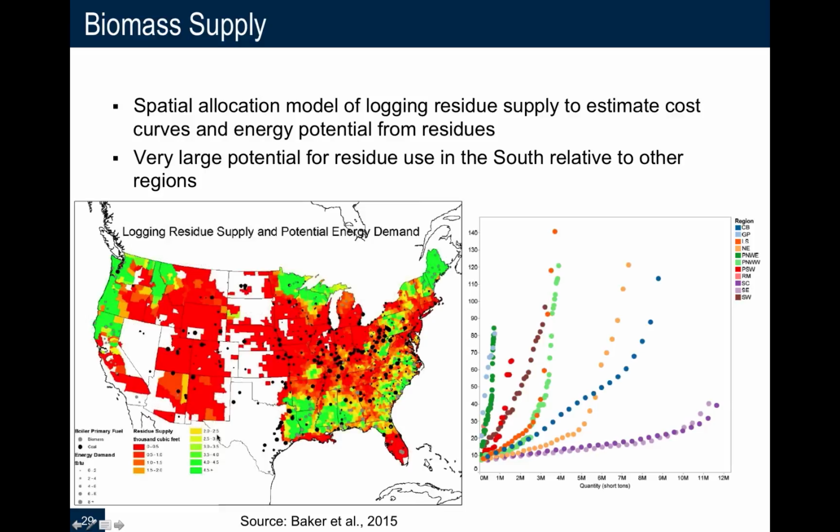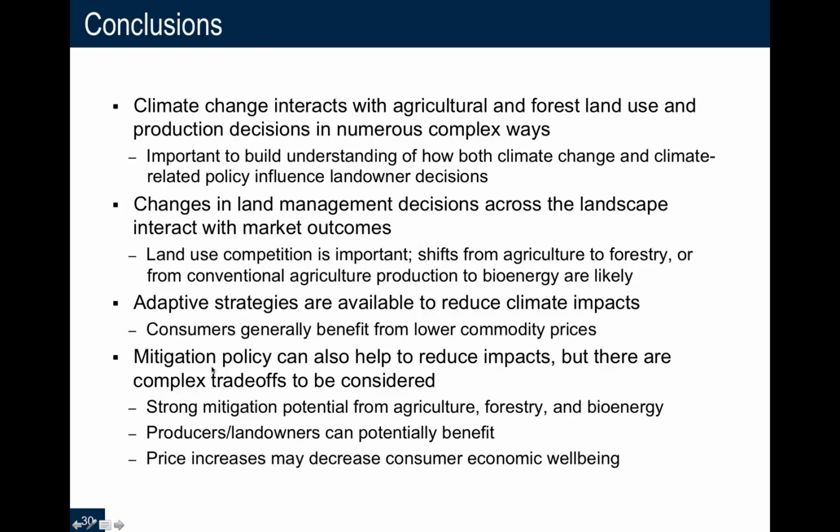Also, just looking briefly at biomass supply, the South in general, the South Central and Southeast regions, have a large potential supply of logging residues. So to the extent that we see an expansion of bioelectricity, there's a relatively large potential for logging residues to bioelectricity in the Southeast and South Central regions compared to other regions of the U.S. It influences overall returns to alternative land uses, and has some implications for what form of biomass may be used to generate bioenergy and for the mitigation achieved.